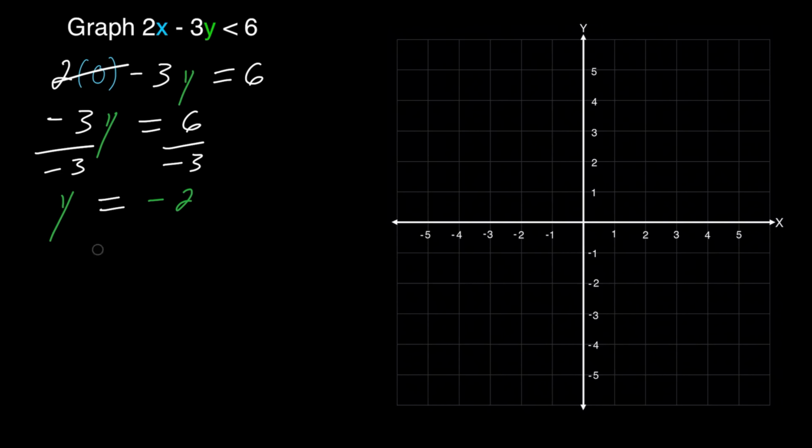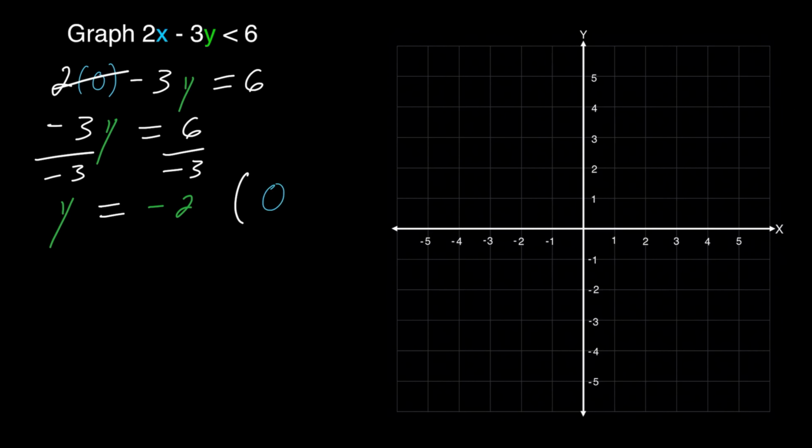So we found out what y is. And what did we input for x? Well, we inputted 0 for x. So this is going to give us an ordered pair that looks like this: 0, comma, negative 2. Just like that. Why? Because we inputted 0 for x, and the y value we got was negative 2. And we're trying to graph this, and it's going to look like a line.